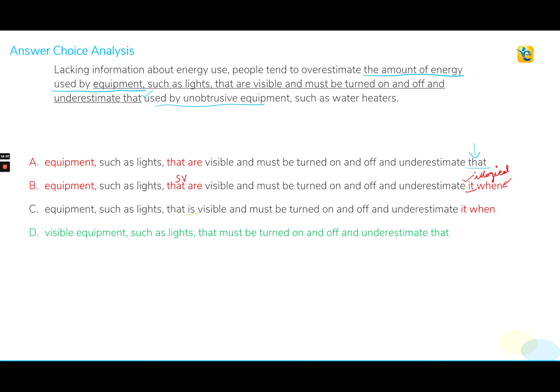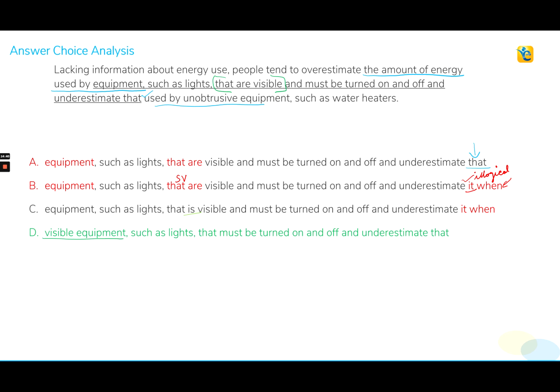Choice D: very, very succinct and absolutely the perfect answer choice. Exactly what we were looking for when we were analyzing choice A. We said that the problem is the subject verb error. That error has been totally taken care of. In fact, choice D is so much more succinct as it uses the expression "visible equipment." This whole part "that are visible" has been taken away from this sentence.